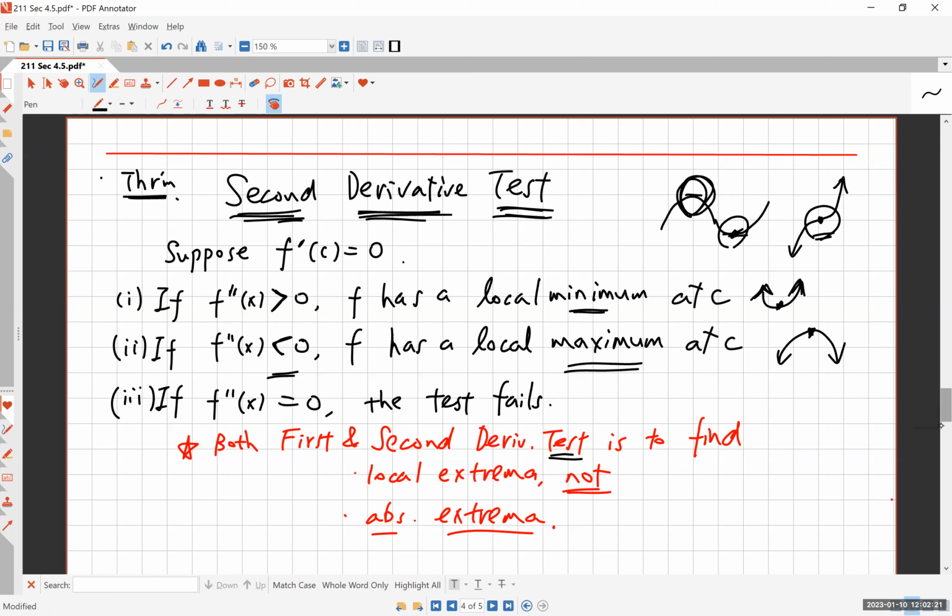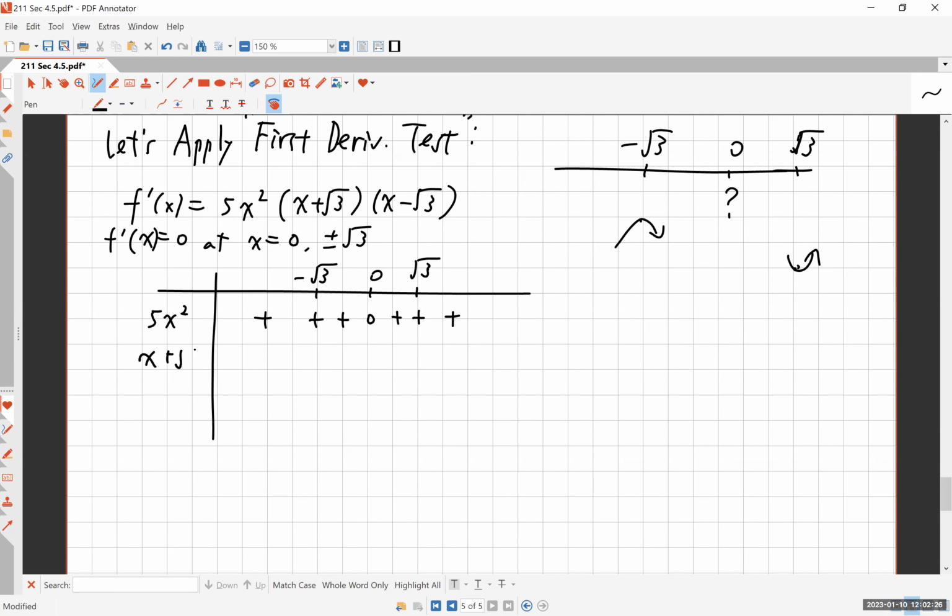Oh, all right. Then let's look at the second factor, which is x plus square root of 3. That's negative here, but when x is negative square root of 3, that becomes 0. And after that, henceforth, it's always going to be positive. X minus radical 3 is negative here, still negative, still negative, still negative. When x is square root of 3, finally it achieves 0, and after that it becomes positive.